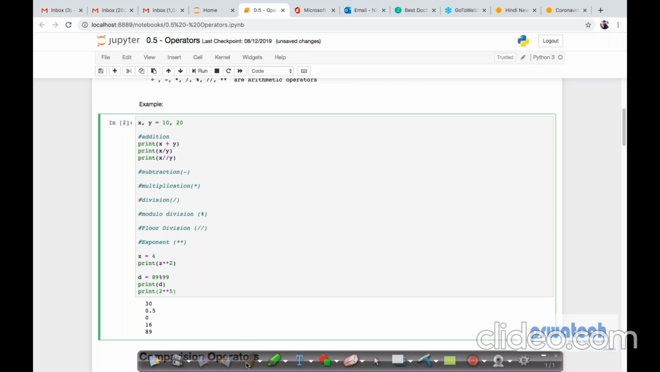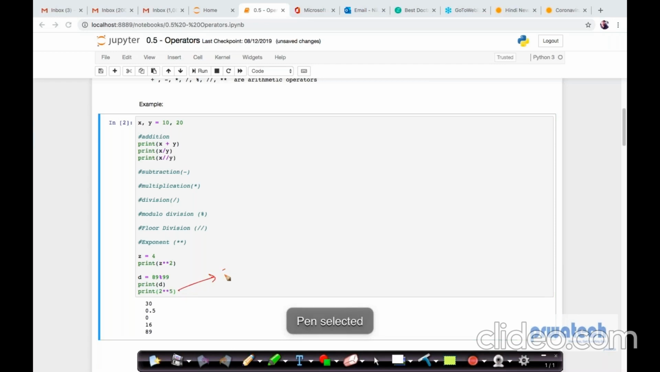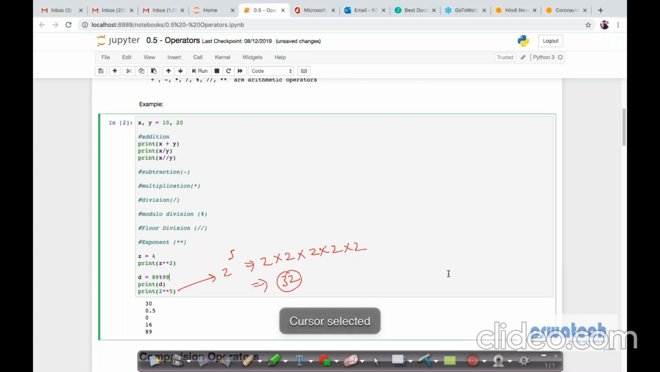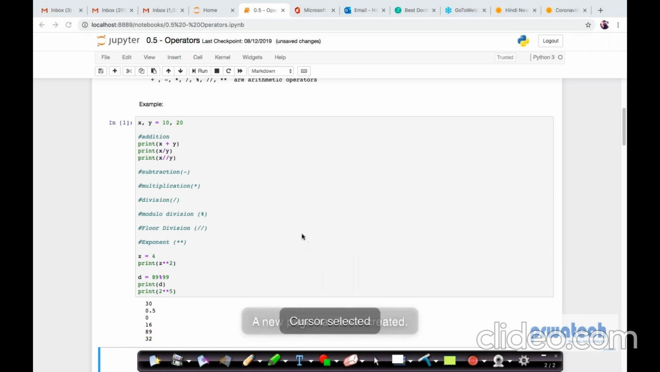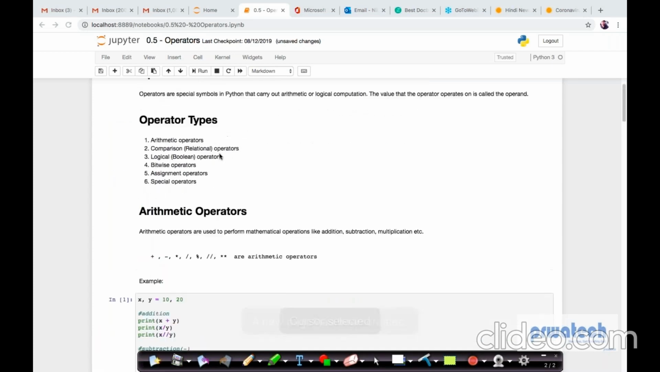So this line is saying 2 to the power 5, which means 2 multiplied 5 times, which is 32. So the answer should be 32, and this is my answer, guys. So, a simple exponent. After arithmetic operators, comparison operators.